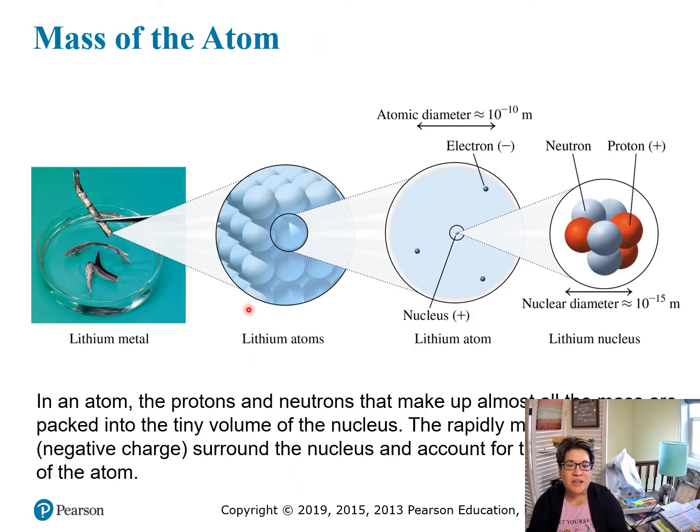So this is kind of a zoom in of a lithium atom. You can see that lithium metal is made of a bunch of atoms, and then if we zoom into the atom, we can see this super dense, teeny tiny nucleus with these electrons around it. And so most of this is empty space, and then you have the tiny, dense nucleus in the middle made of neutrons and protons. Remember, the neutrons are neutral, and the protons are positive, and the electrons are negative.